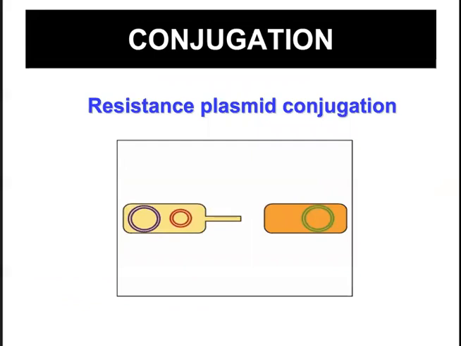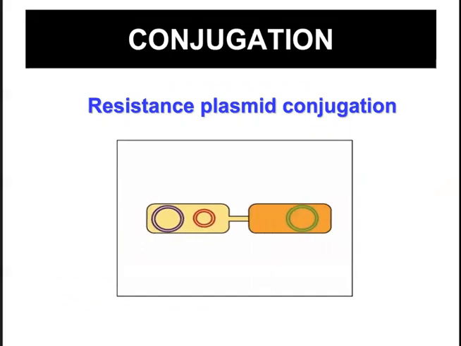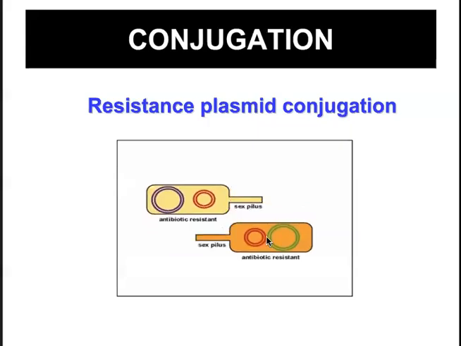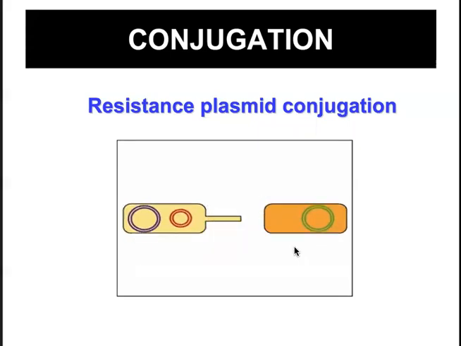Now, here we have resistance plasmid conjugation. Technically the same. It's just that the plasmid that's being shared is an R plasmid, a plasmid that can help bacteria resist some forms of antibiotic. So here, the yellow one is still the F plus and the R positive donor, donating the R plasmid onto an F negative, R negative. So now the recipient is an F positive, R positive bacterium.